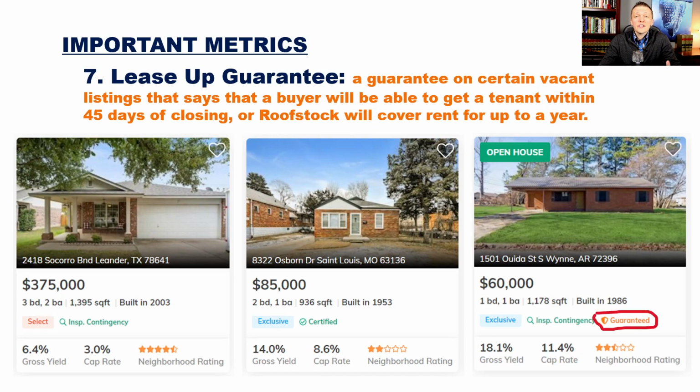Now, this is not something that is available on all vacant properties, but you will see this label which says guaranteed with a little shield symbol on those that are eligible for this guarantee. All right, so let's now look at the Roofstock's website and get familiarized with the different features and options that you have for searching for properties on this platform.